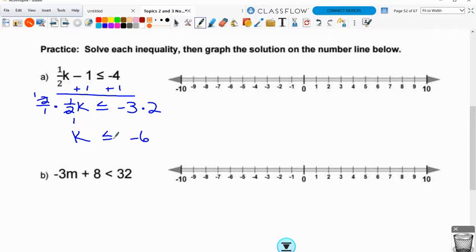So this is what we need to graph on the number line. So we're going to find -6, and we're going to have to use a closed circle since we're allowed to be equal to -6. So put our closed circle on -6. And now for the numbers that are less than that, we're going to shade the number line to the left. And we're going to bold the arrow in the left-hand direction as well.